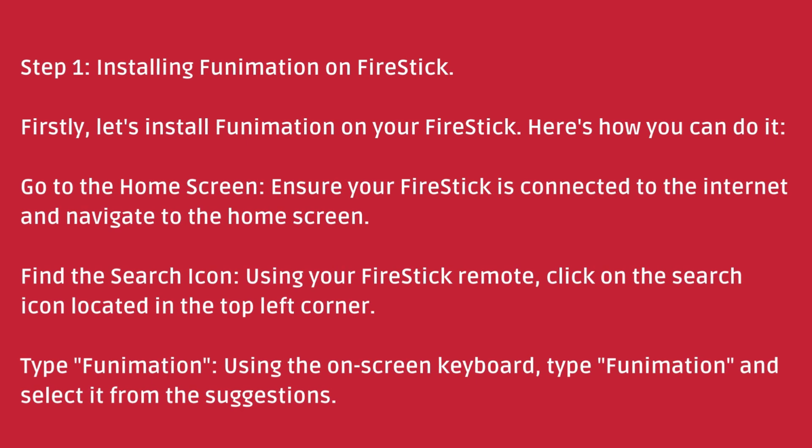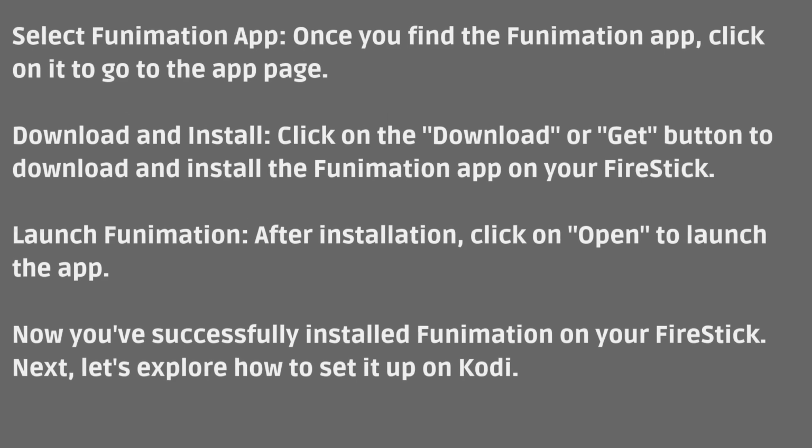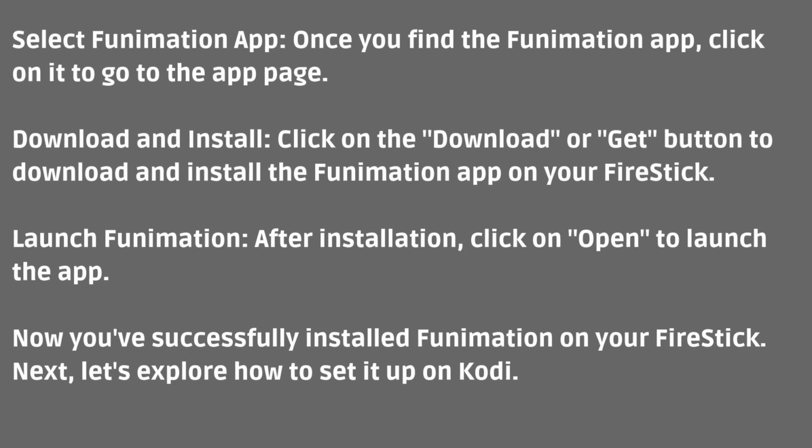Type Funimation. Using the on-screen keyboard, type Funimation and select it from the suggestions. Select Funimation app. Once you find the Funimation app, click on it to go to the app page. Download and install. Click on the download or get button to download and install the Funimation app on your FireStick. Launch Funimation. After installation, click on Open to launch the app. Now you've successfully installed Funimation on your FireStick. Next, let's explore how to set it up on Kodi.